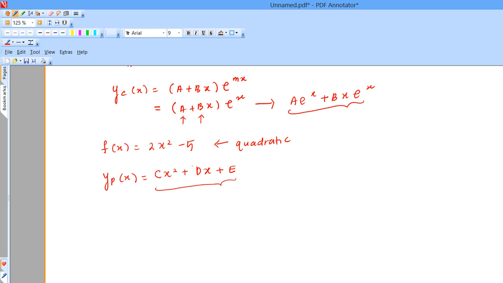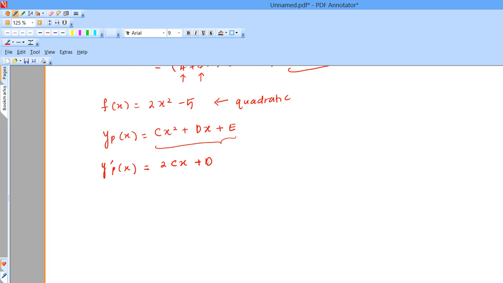So we can proceed with yp = cx² + dx + e, and then yp prime, we just differentiate yp, so we get 2cx + d. Okay, next we find y double prime, which equals 2c.